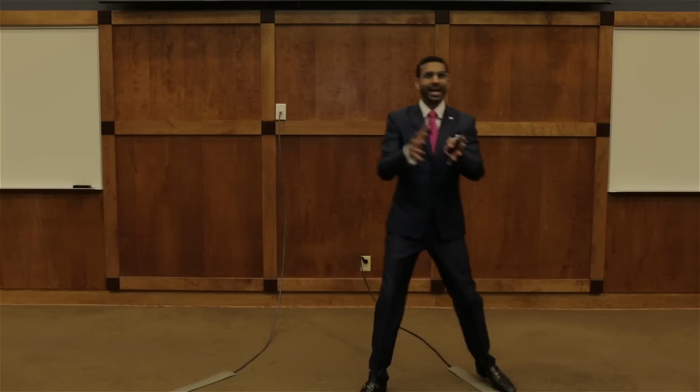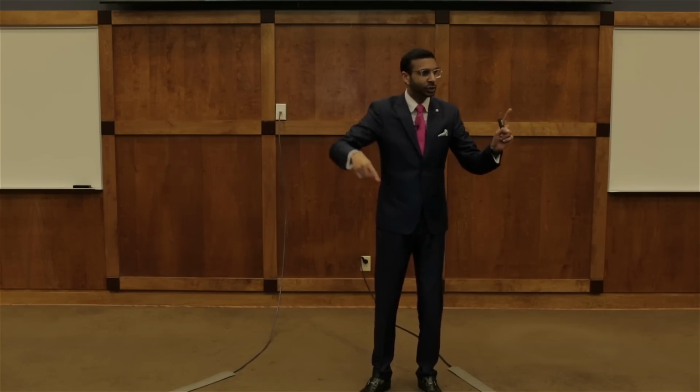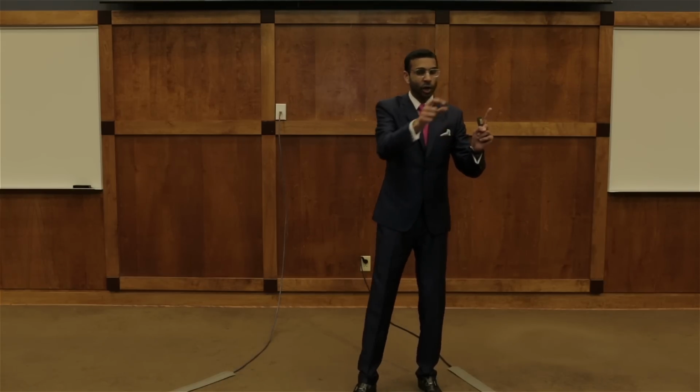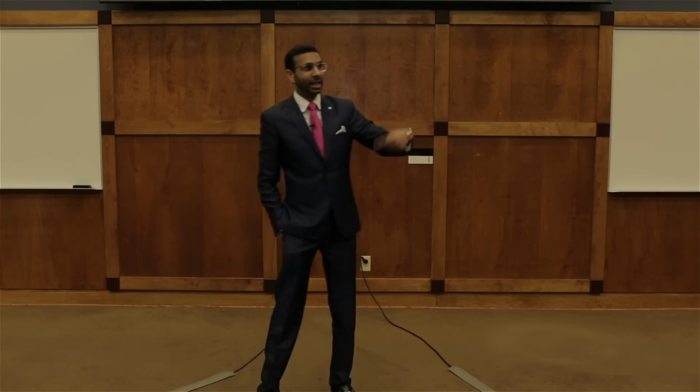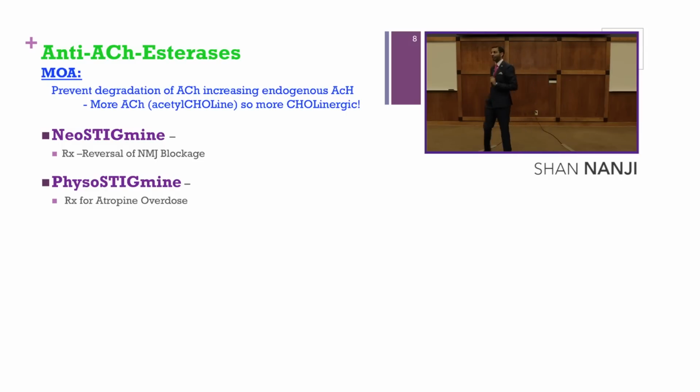Atropine is an anticholinergic. Now, don't confuse anticholinergic with anticholinesterase, okay? Anticholinesterase prevents the breakdown of acetylcholine and makes you more cholinergic. So anticholinesterases make you more cholinergic, whereas anticholinergics make you less cholinergic, the opposite of cholinergic. So the opposite of cholinergic is anticholinergic. And the opposite of anticholinergic is? Cholinergic. Excellent. So atropine is an anticholinergic drug.